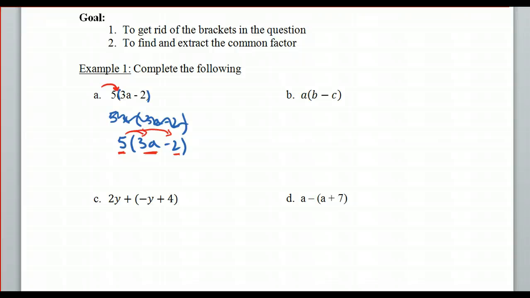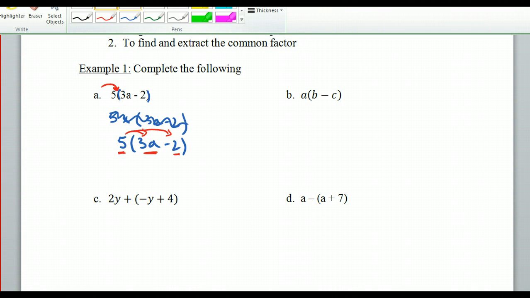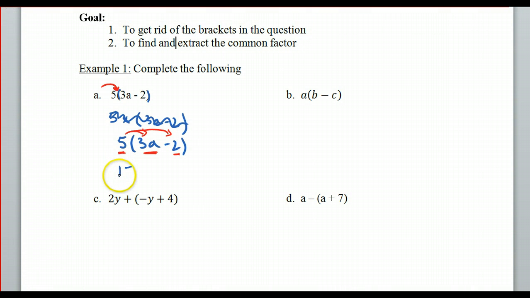So 5 times 3a is going to be 15a. Okay, again, you have 3 apples and you're multiplying that by 5, so you end up with 15 apples. Okay, then now we can all do 5 times negative 2, and be careful with your signs here. 5 times negative 2 is going to give me negative 10. So that's how we get rid of the brackets there.